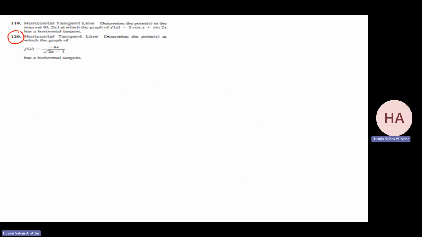Now the usual question: determine the points in the interval at which this function has a horizontal tangent. Horizontal tangent means f prime equals 0. So we need to find f prime. What is f prime? It will be minus 2 sine x plus 2 cosine 2x, and that should be equal to 0. I need to solve this equation.